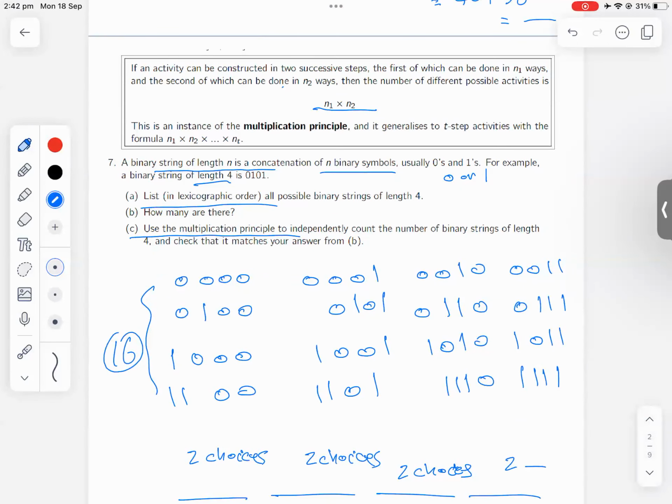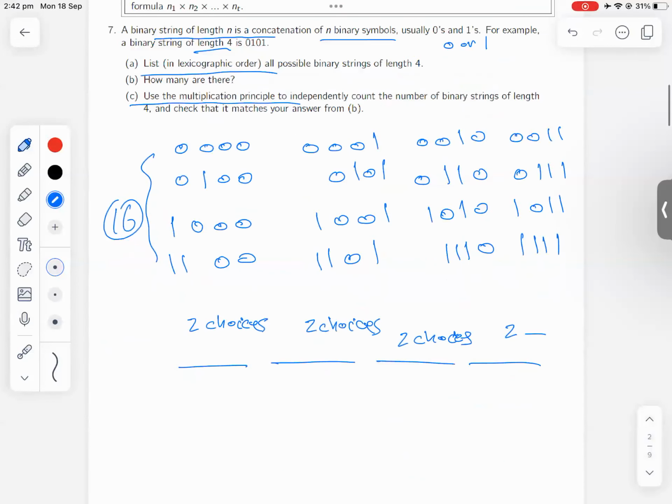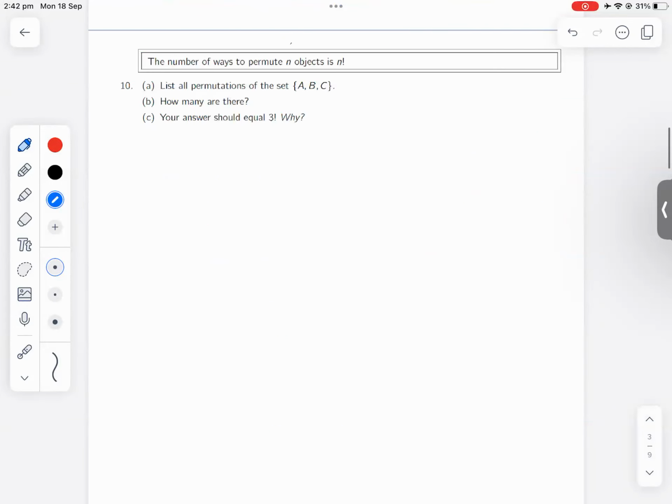So the two successive steps, so 2 here, and times here, times here, times here. So it will be 2 times 2 times 2 times 2, 2 power 4, which will be the same as, if we really count them, it will be again 16. Now, have a look at this one.